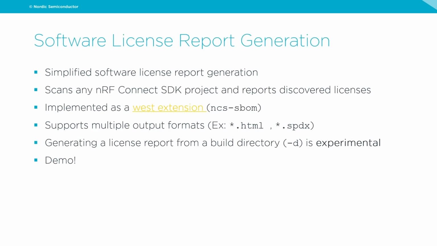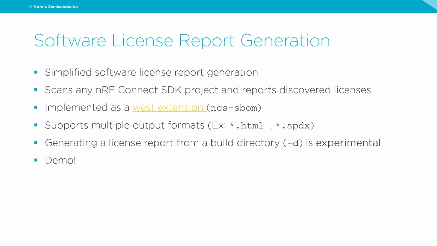The first update I'll talk about is the simplified software license report generation. Your application could use a number of components from the rich nRF Connect SDK. You get to explicitly specify which components you want to compile in. And components in the nRF Connect SDK could have different licenses.